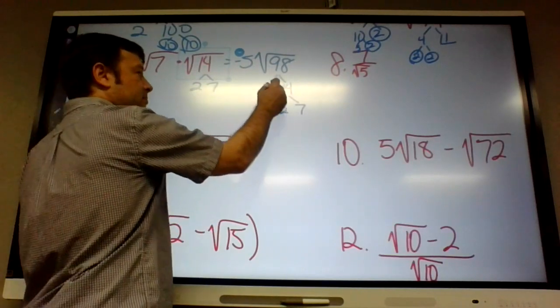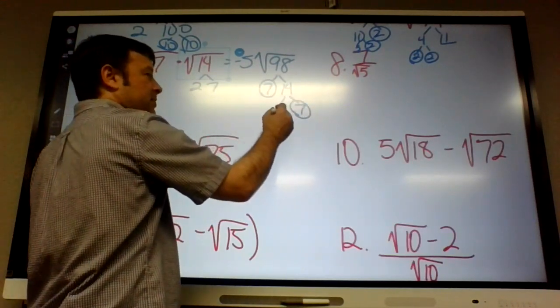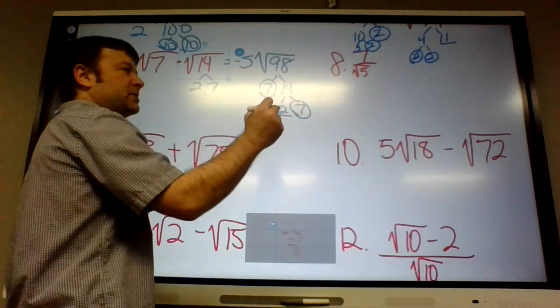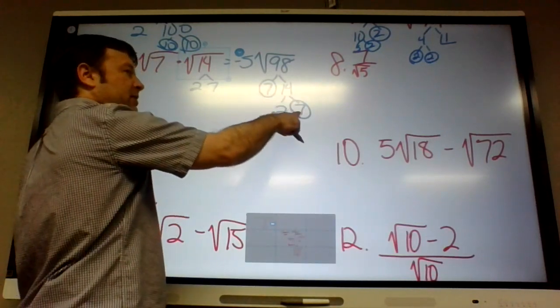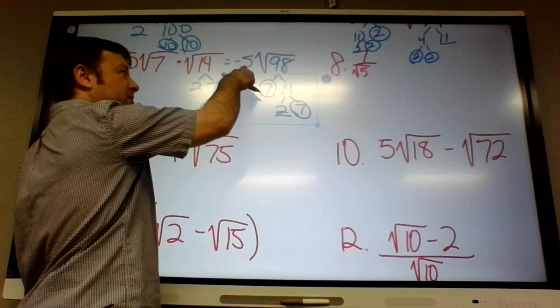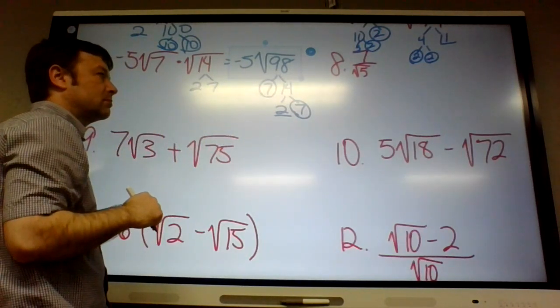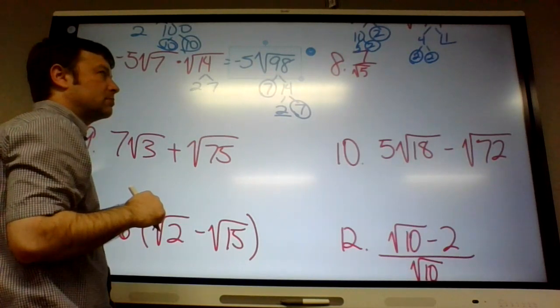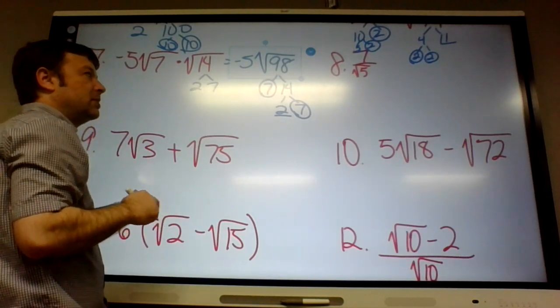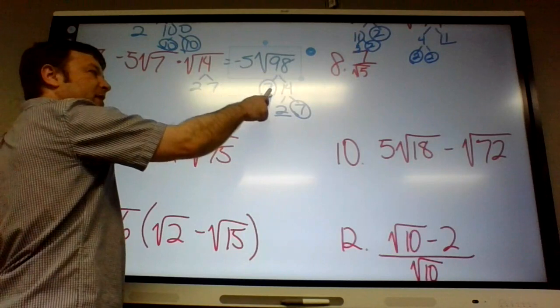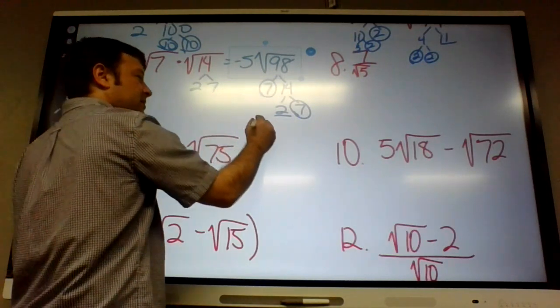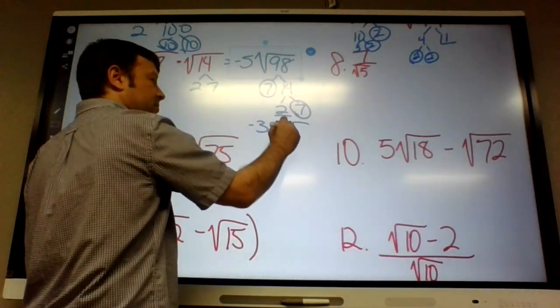7 squared. Let her try it herself before you whisper her answers. 7 square root of 2, but what about this negative 5 that's already there? Would you multiply? Yes. So it's negative 5 times 7, and then the square root of 2.